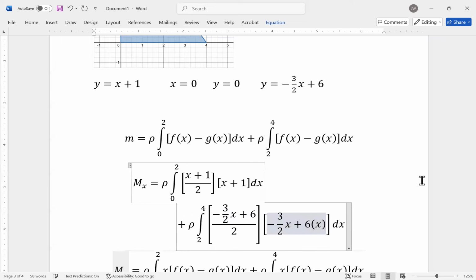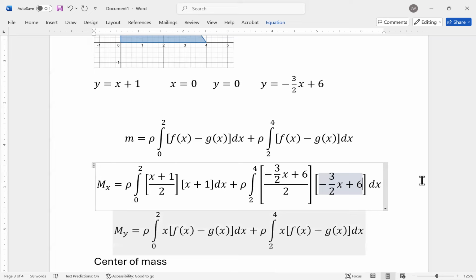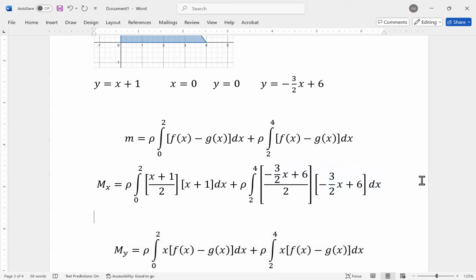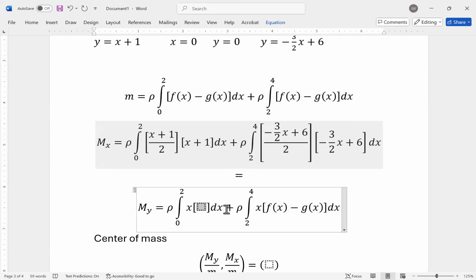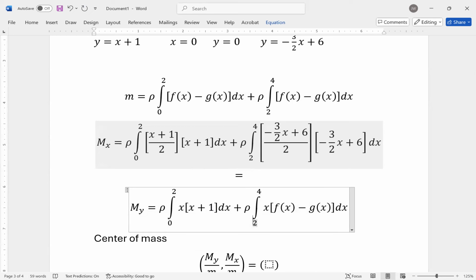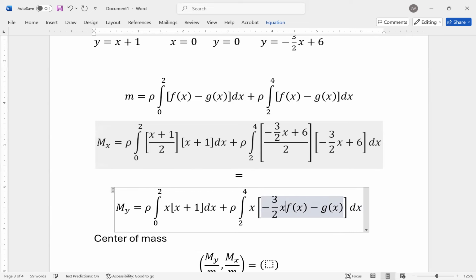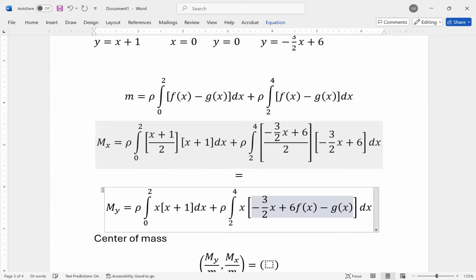And the g is 0. Oh, that fit on one line now. Wow. So anyways, we get two integrations. We're going to do the exact same thing down here. F from 0 to 2 is x plus 1. G is 0. F from 2 to 4 is negative 3 halves x plus 6. The g is 0.